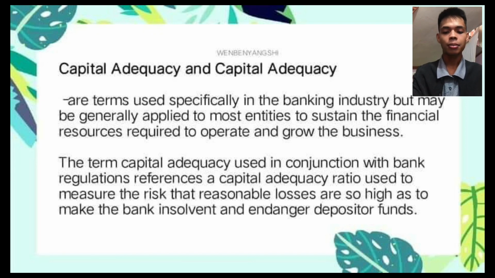The higher the capital assets ratio, the lower the risk of potential insolvency. Therefore, the higher a bank's CAR, the more likely it is to be able to withstand a financial downturn or other unforeseen losses.